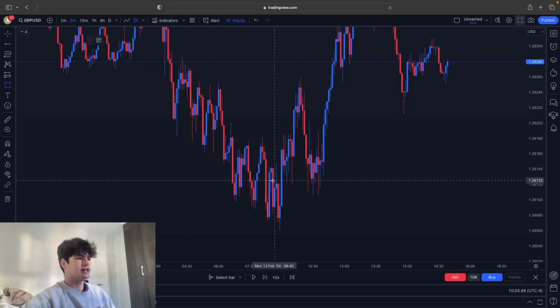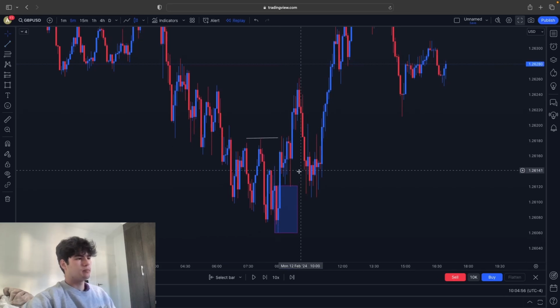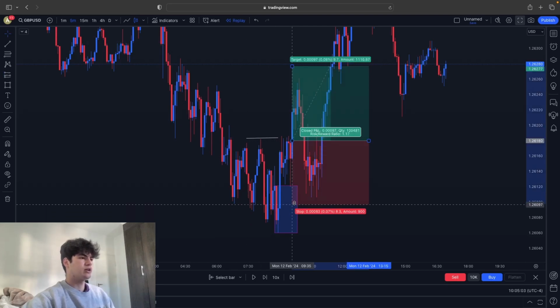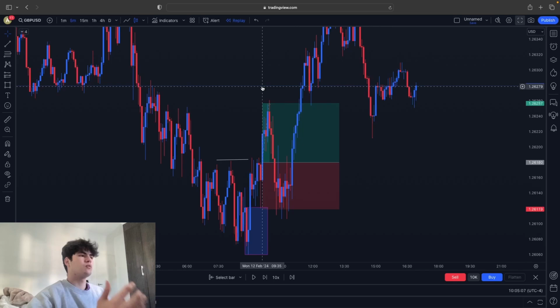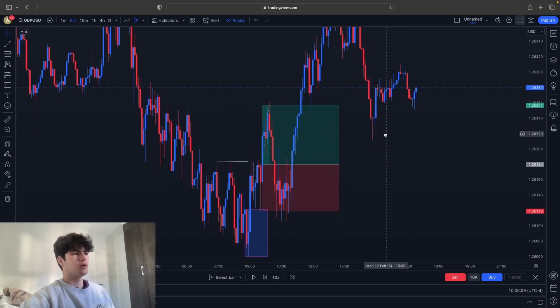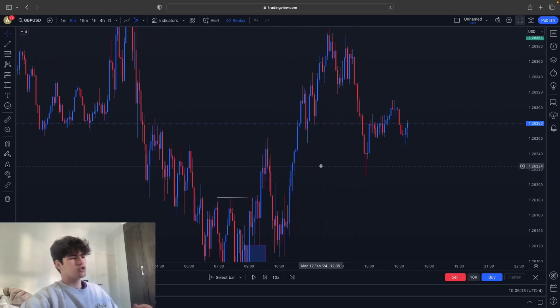So as you can see, here's our first demand that was valid. We had a breaker structure right there. We broke that minor high. We got a push down. We tapped in. We got a really nice rejection from the demand. You could have gotten in at break of the candle, and you could have went for your 1-to-1, whatever you would have went for. This one only managed to hit 1-to-1 and then continued up for the rest. But that's just what I'm looking at.